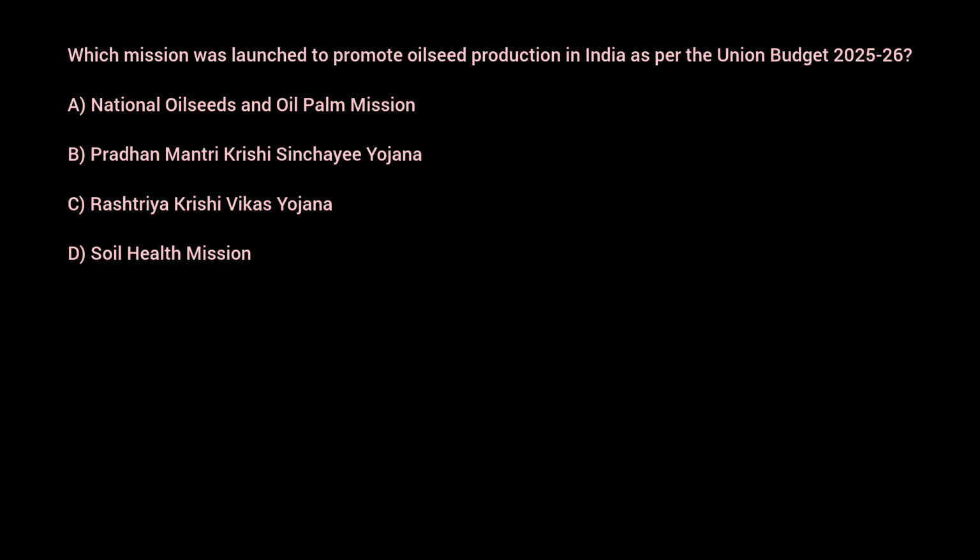Which mission was launched to promote oilseed production in India as per the Union Budget? Option A National Oilseeds and Oil Palm Mission, option B Pradhan Mantri Krishi Sinchai Yojana, option C Rashtriya Krishi Vikas Yojana, option D Soil Health Mission. Here the correct option is option A, that is National Oilseeds and Oil Palm Mission.